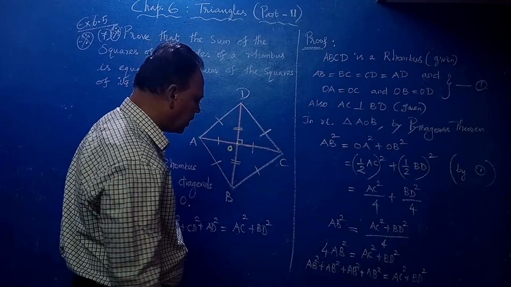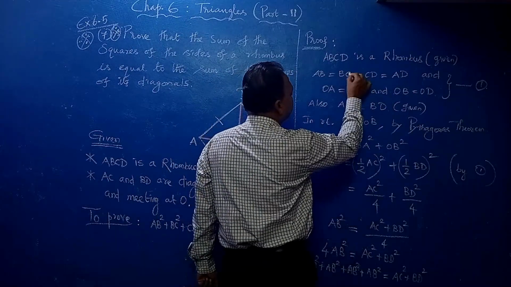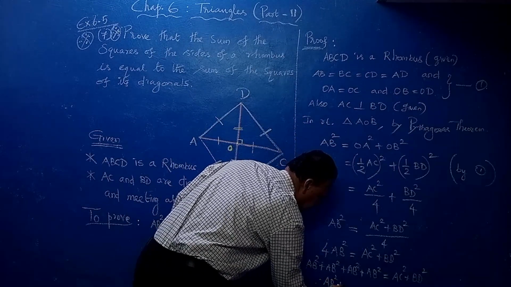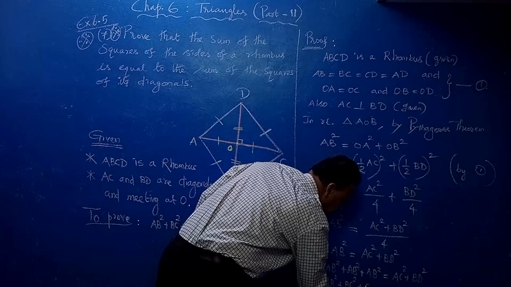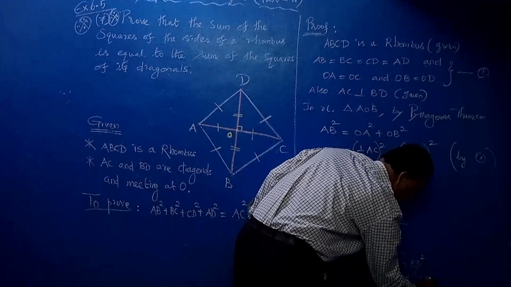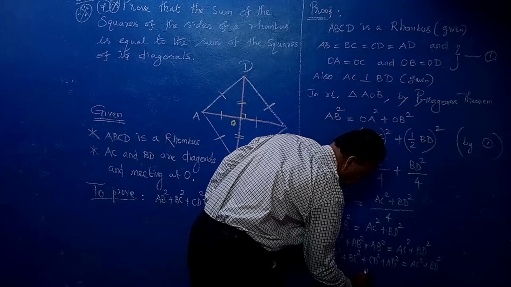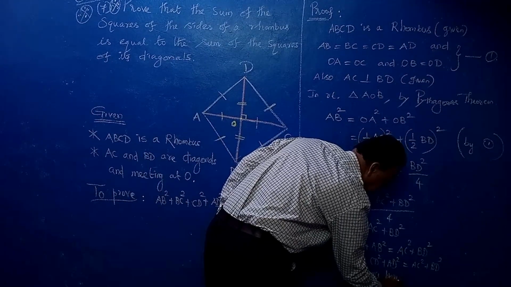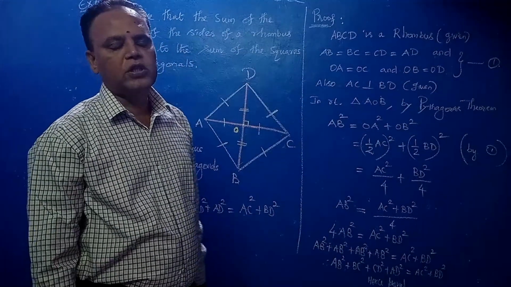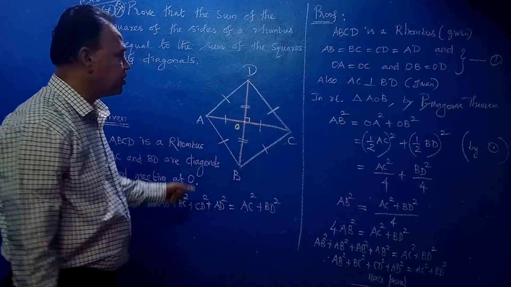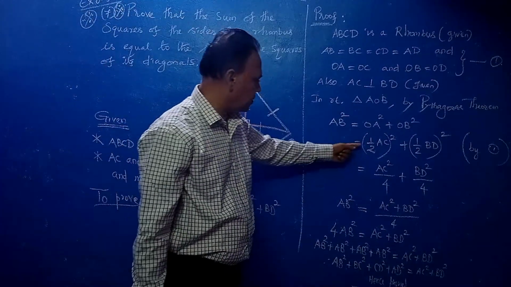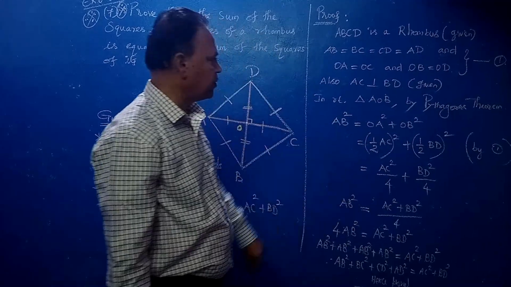Understand? Now, AB equal to BC equal to CD equal to AD, so you can change it. Therefore, AB squared plus BC squared plus CD squared plus AD squared is equal to AC squared plus BD squared. Hence proved. So this is a very important question in the CBSE exam, repeated. Clear? So practice thoroughly and remember how to apply this system correctly, then you cross multiply.